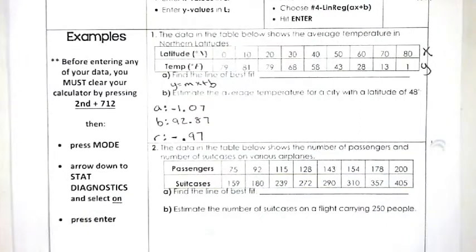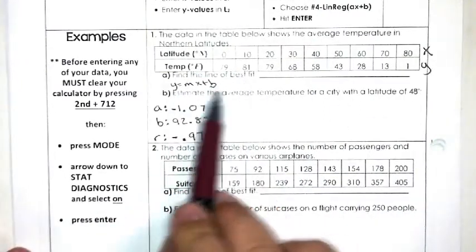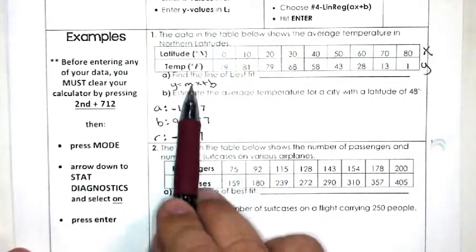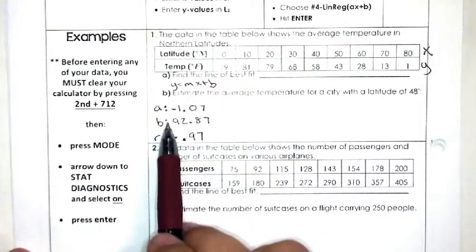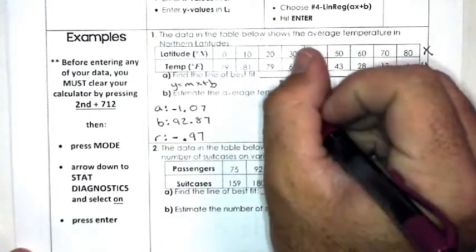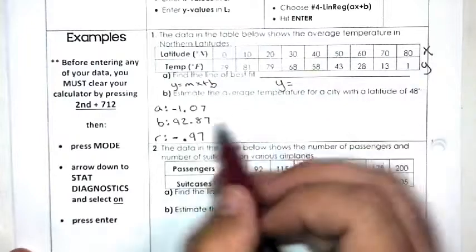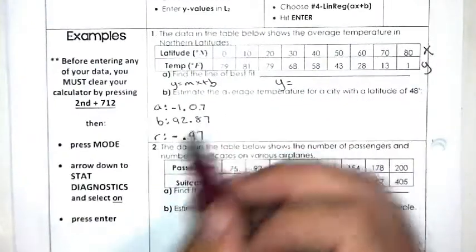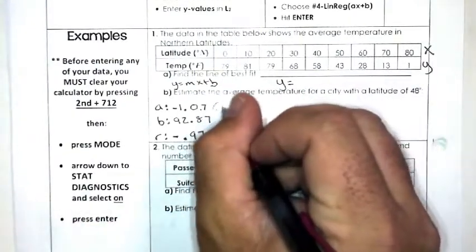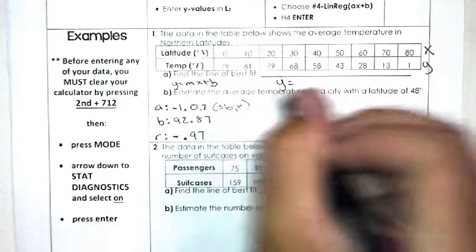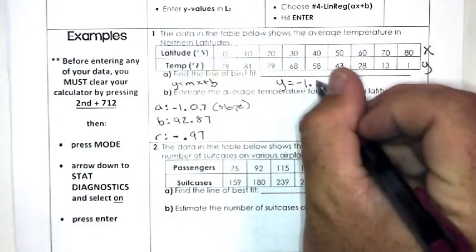Now, the line of best fit is y equals mx plus b, where m is the a value, b is still our b. So to create the equation, y equals negative 1.07x, that's our slope, and then my b is plus 92.87.